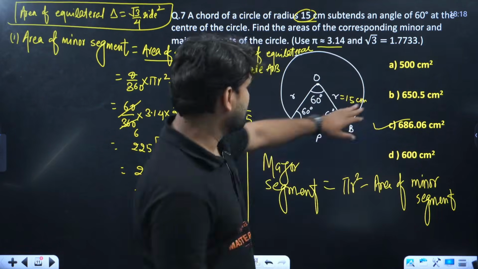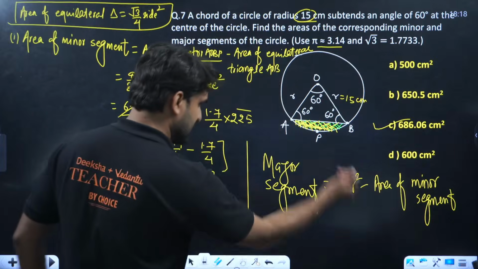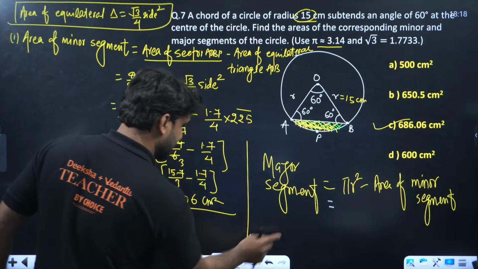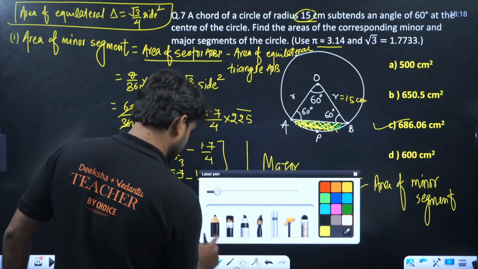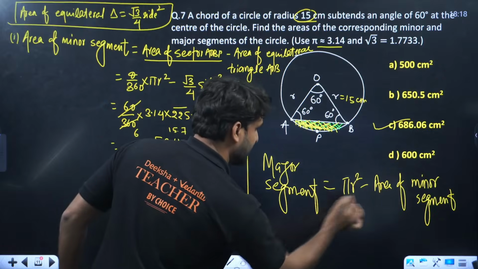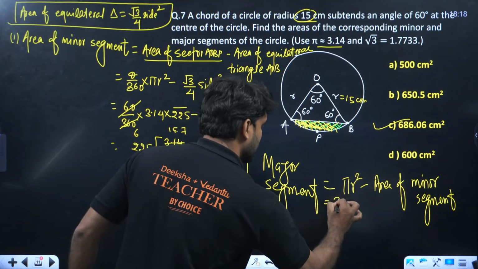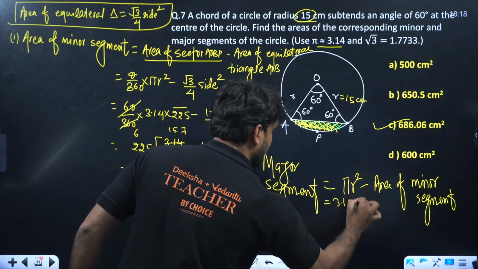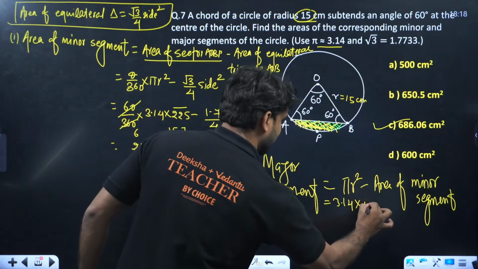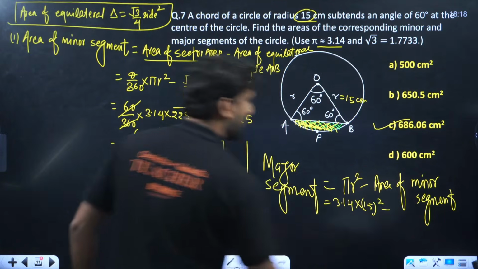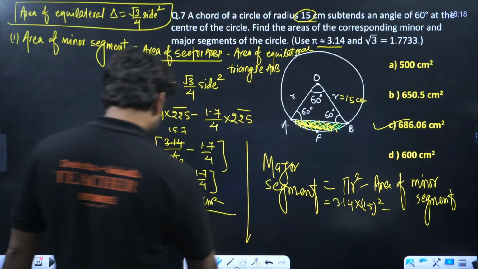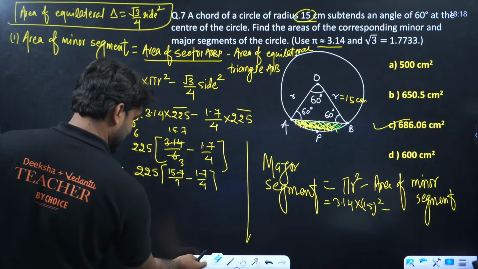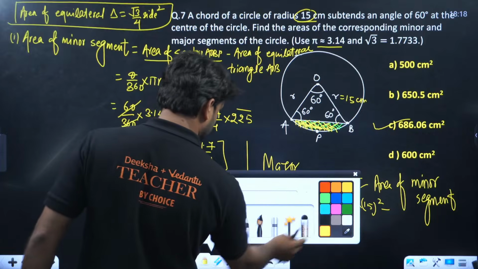I know you guys are a little confused, so let me write the solution again for you. Area of the complete circle will be pi, 22 by 7, let's write 3.14, into R, R means 15 square, minus area of minor segment. We have written the area of major segment here. This will be the minor segment, guys. The formula is for minor segment.